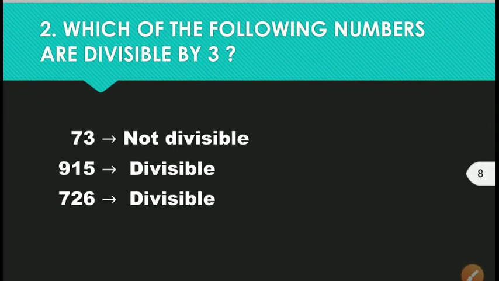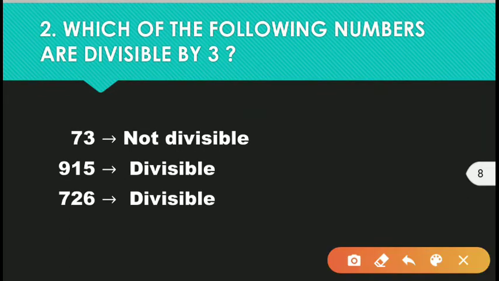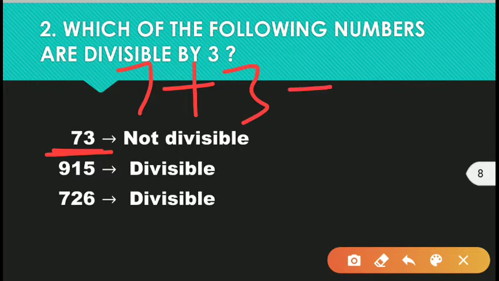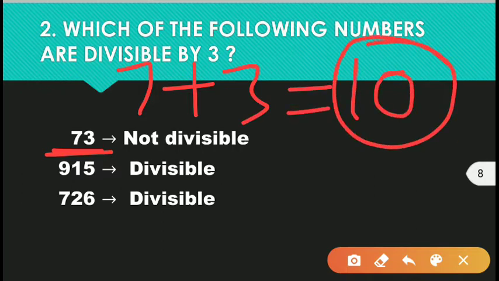Next is, which of the following numbers are divisible by 3? What was the divisibility test for 3? The number will be divisible by 3 if the sum of the digits is divisible by 3. So 73. First of all, do a sum of its digits. 7 plus 3, this will give you 10. Is 10 completely divisible by 3? No, 10 is not divisible by 3. That means you will say 73 is not divisible by 3.